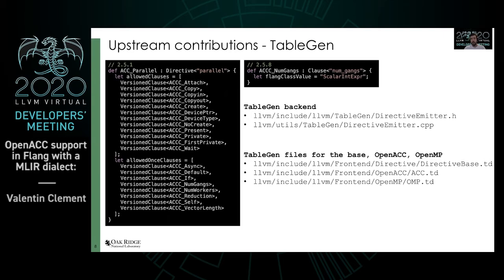We have here an example on these slides of the ACC parallel directive with the clauses that are allowed multiple times and the clauses that are allowed only once. The design also allows to specify required clauses and mutually exclusive clauses. Clauses can be specified for a specific version of the directive-based specification as well.